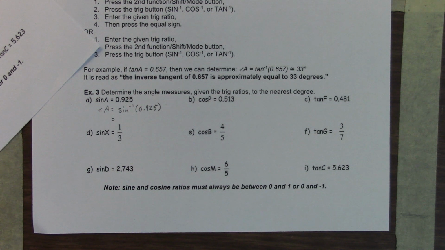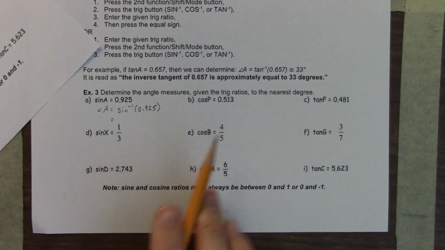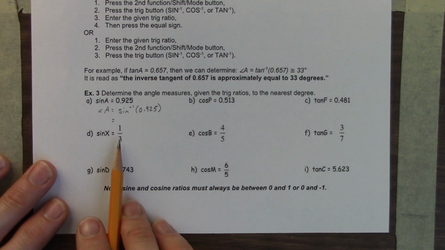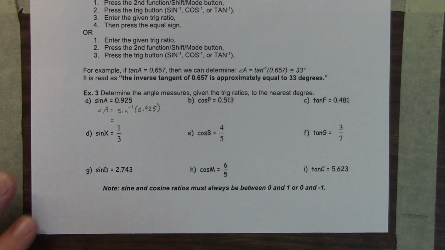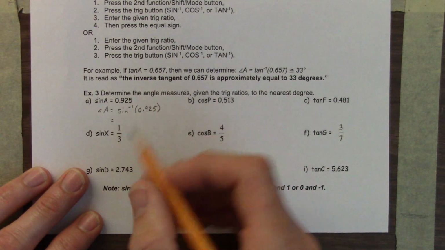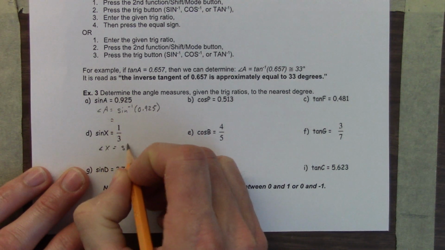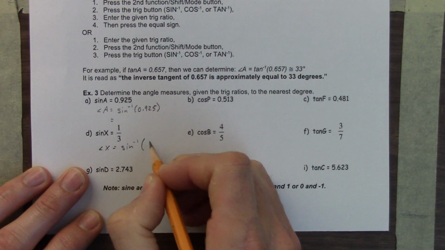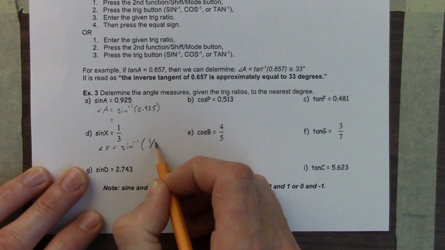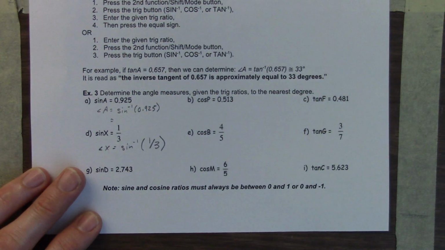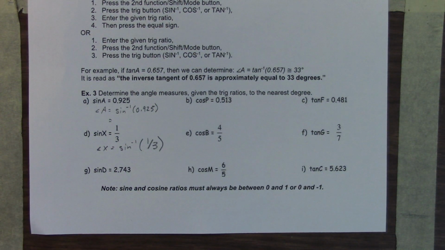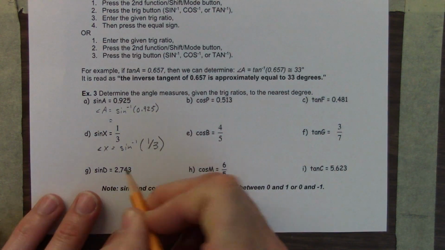You can either type it out 1 divided by 3 and it'll go over 3 depending on your calculator, or you can do brackets 1 over 3. So you could do angle X here is equal to sine -1. You could do brackets 1 divided by 3 like that on your calculator. Does it work? You should get an answer of 19 degrees.